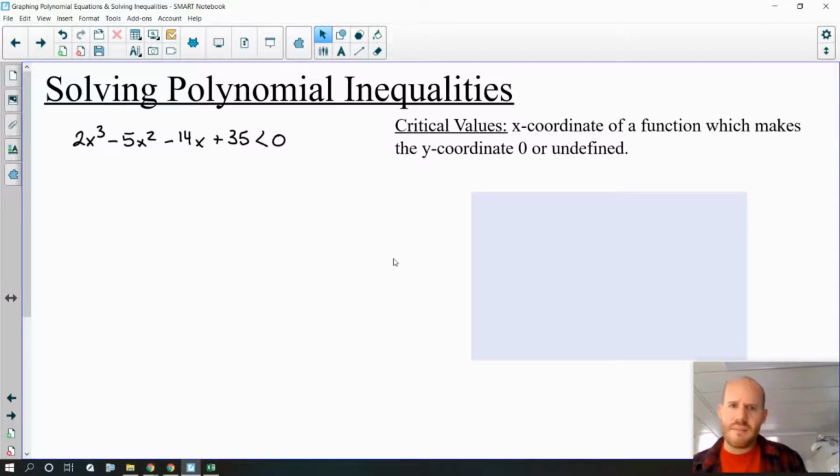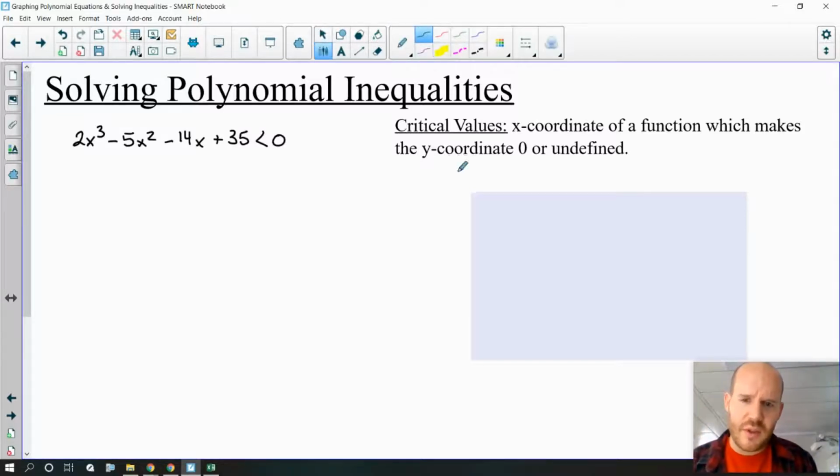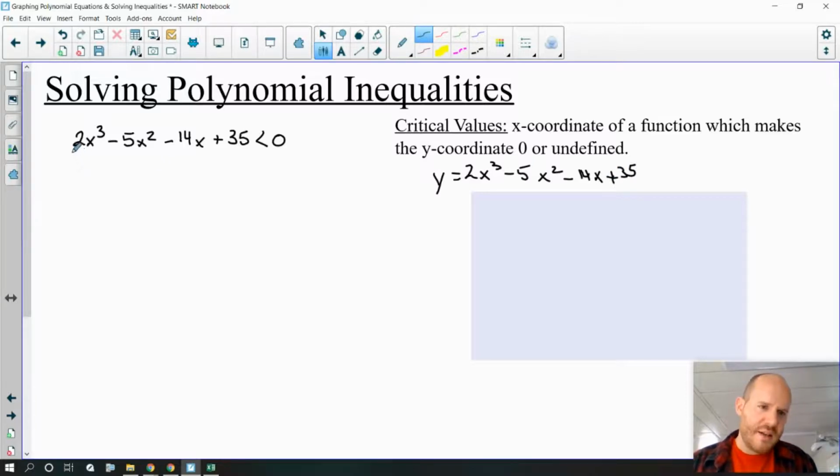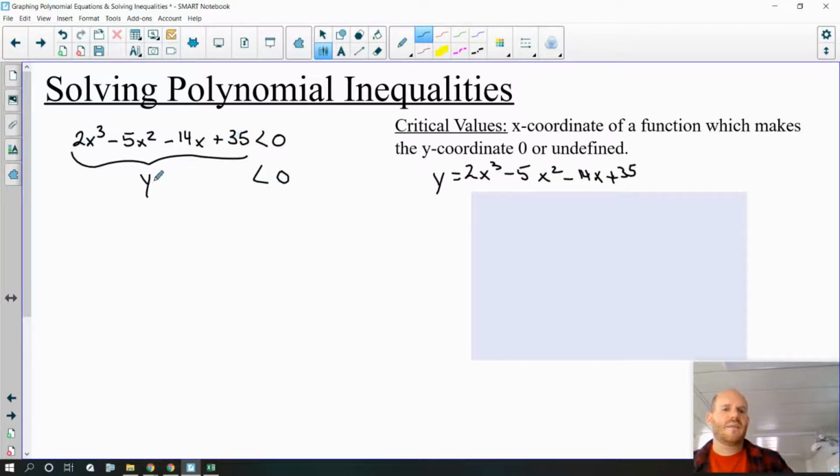So to locate this, I'm going to define the polynomial function y equals 2x cubed minus 5x squared minus 14x plus 35. If I'm defining y that way, that makes this entire left-hand side of this inequality the y value. So essentially, I need to find the x values that make the y values less than 0. To do that, we're going to identify these critical points where it's equal to 0 or undefined.